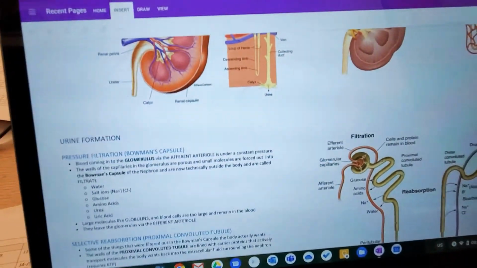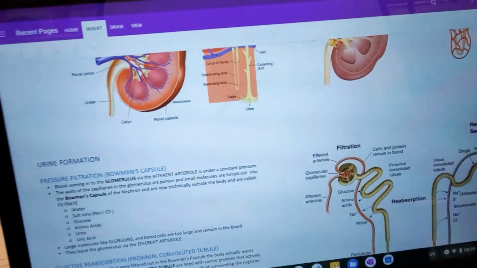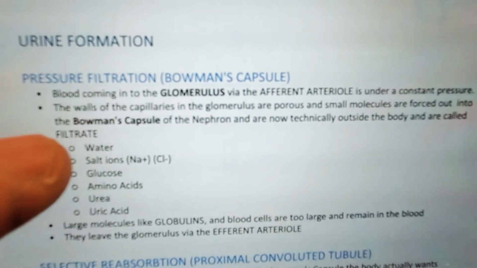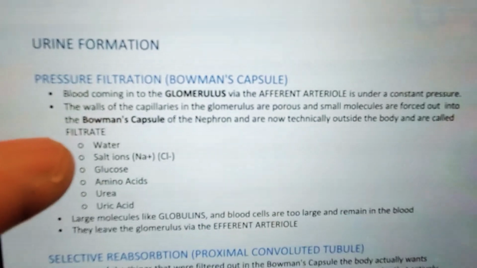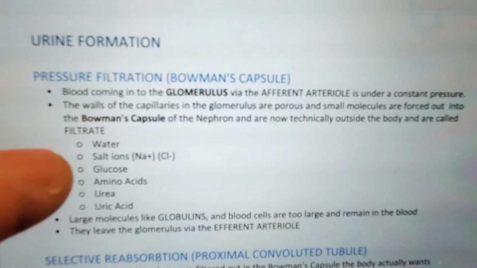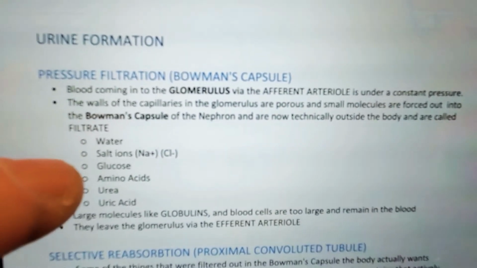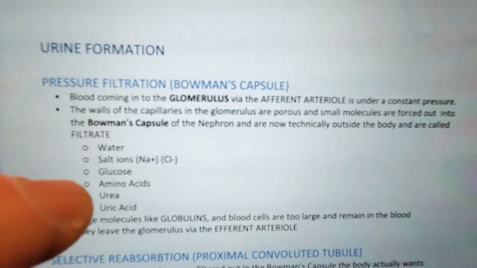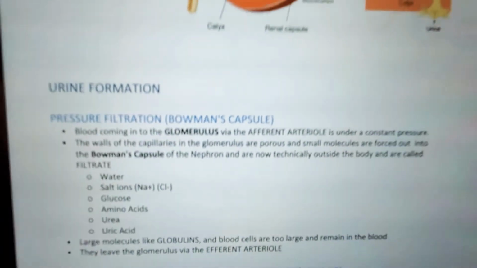The whole thing is called something cup, but I don't remember. It's okay. And so here's the stuff that gets filtered out. Water, because water is small, comes shooting out. Salt ions come shooting out. Glucose, amino acids. Notice these are all things that your body likes and wants. And then urea and uric acid are pressure filtered out there as well. So actually a lot of good stuff gets filtered out in this first bit of the urine creation process.